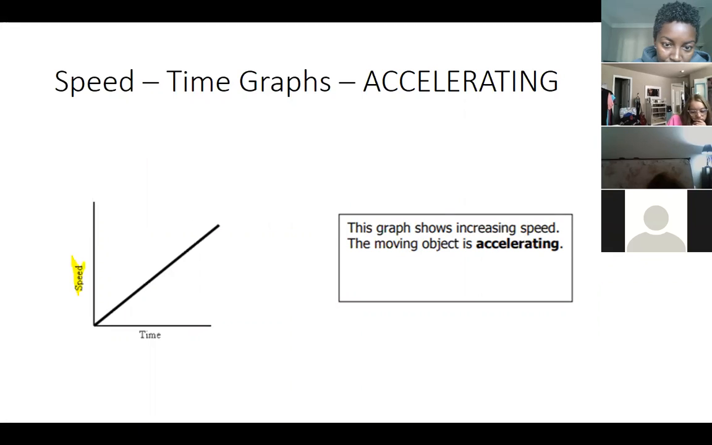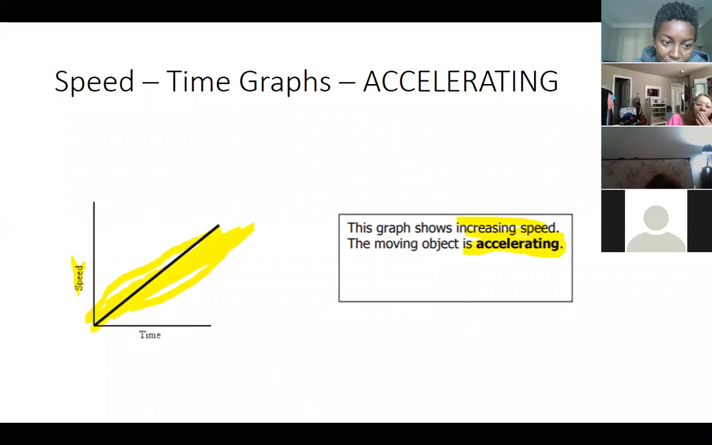On this one, the object is accelerating, okay? On the other one, it was moving at a constant speed, okay? Because the distance was changing at an interval that correlated to the time. This one, the object is accelerating, okay? And remember, you guys have these notes, okay? So this one, it is increasing speed, okay?